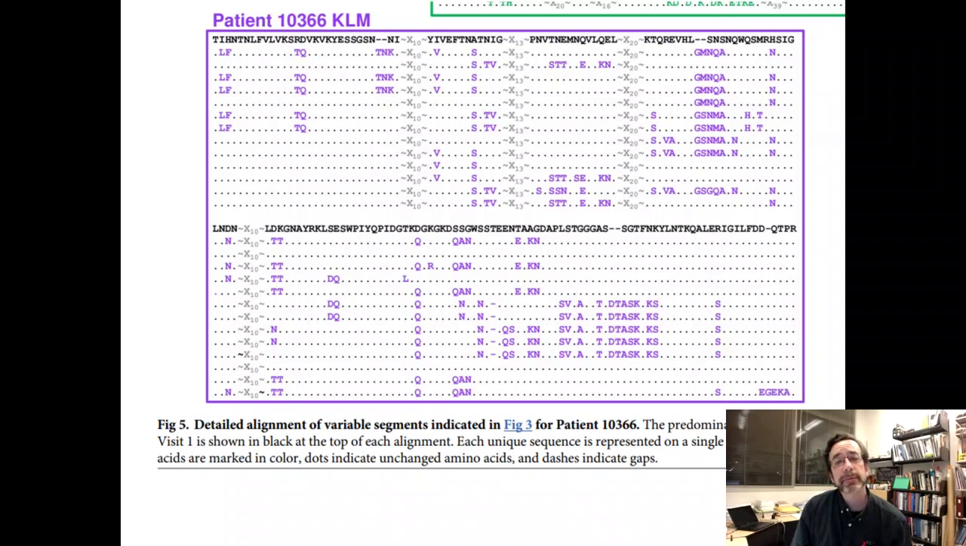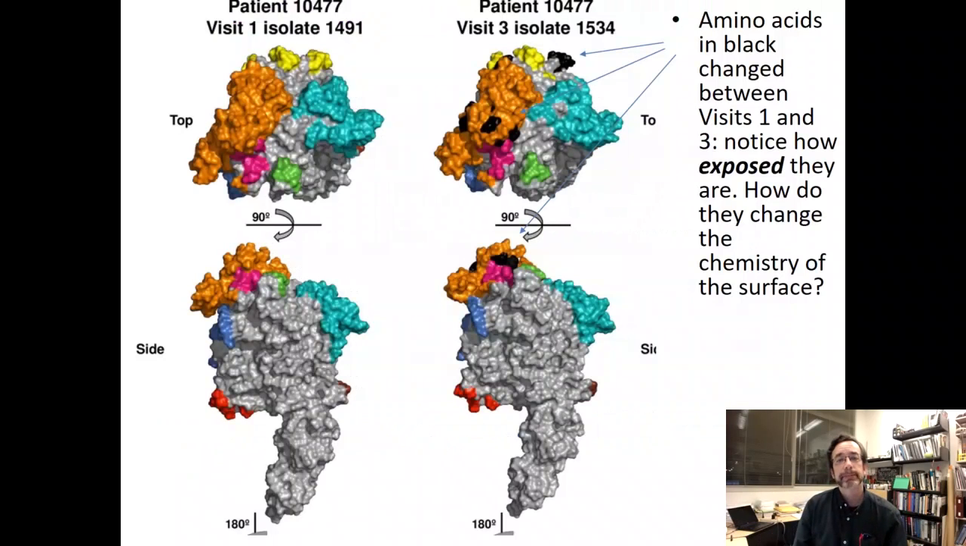Here are the purple sequences from KLM. You see a lot of mutations here, but which ones are important? Where do they fall in the structure? That's what you can map out by taking these and mapping them onto the structure.